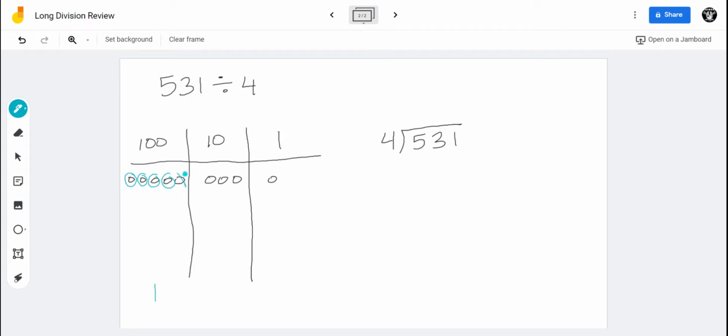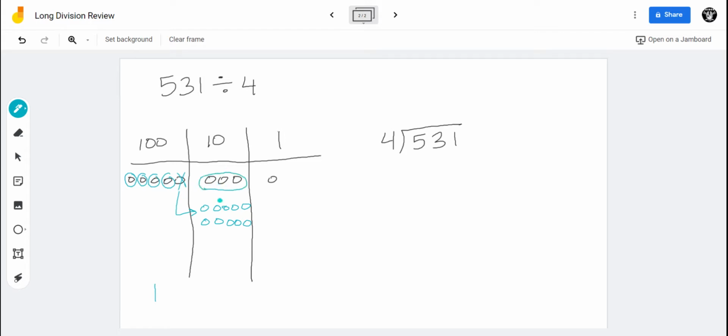And I've got 100 left over, so I'm going to cross that out, and I'm going to regroup it over here as 10 tens. 2, 3, 4, 5, 6, 7, 8, 9, 10. I add that to my original 3 tens, and I have 13 tens. Now I know that 4 times 3 equals 12, and 4 times 4 equals 16. 16 would be too big, so I need 4 groups of 3.